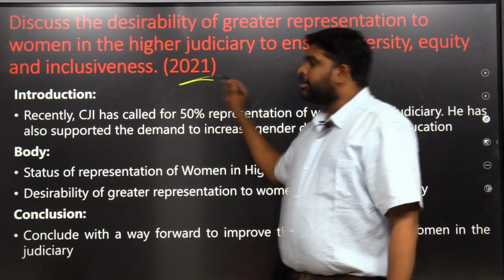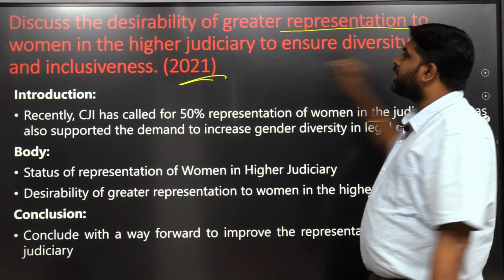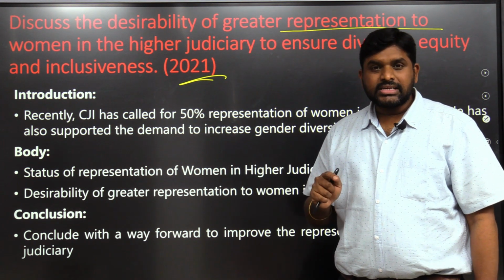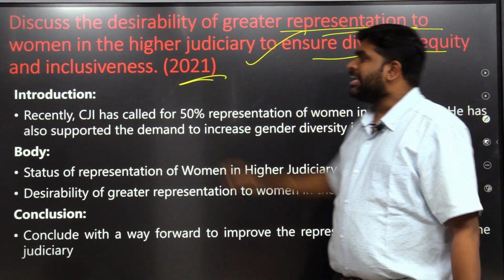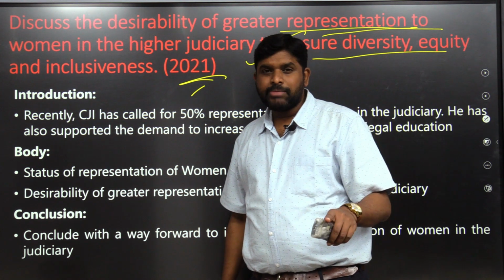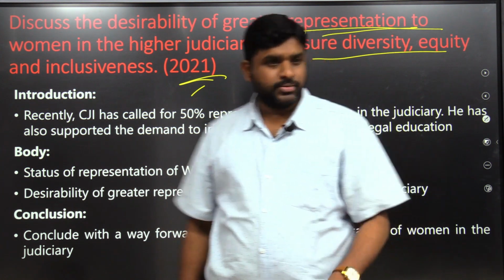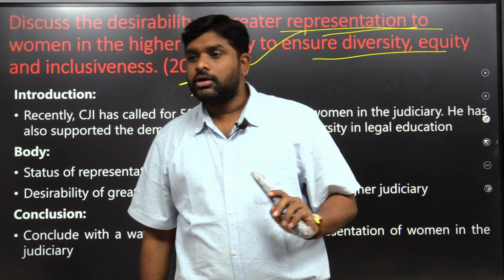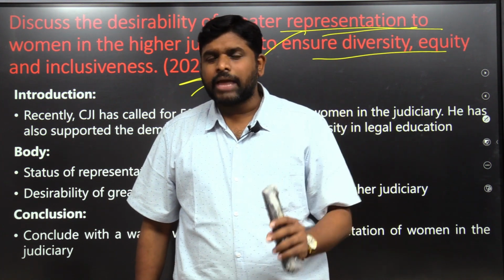For example, in 2021: discuss the desirability of greater representation to women in higher judiciary to ensure diversity, equity and inclusiveness. Discuss the desirability means what is the requirement. Why? Because N.V. Ramana, when he became the Chief Justice of India, blatantly said that 50% of the judges in the Supreme Court should be women. He recommended it, and as part of the collegium, 3 judges were recruited into the Supreme Court. For the very first time, 3 women judges were recruited at a time.